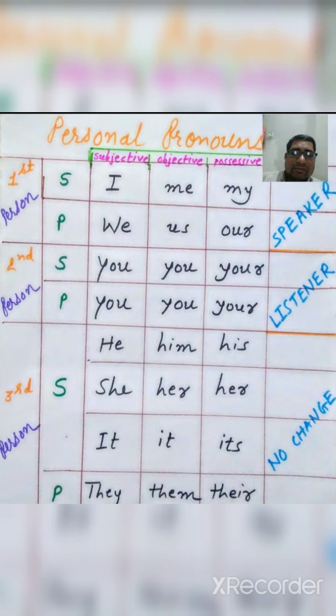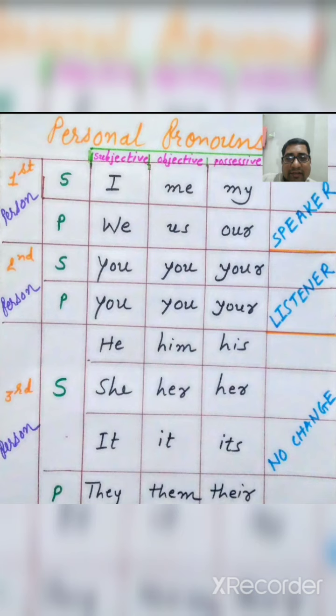Okay, so first person singular is I and first person plural is we. The same way second person singular is you and second person plural is you. Now in third person, dear students, don't forget it, it is very important because many times I have seen you not taking it very seriously. So please go through this, it is very important.